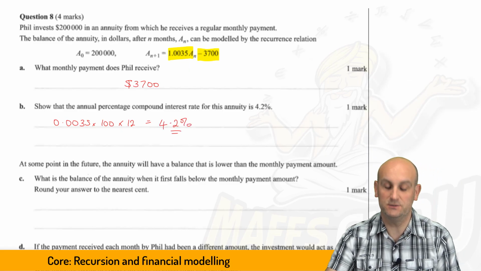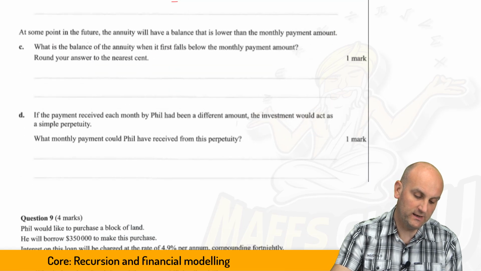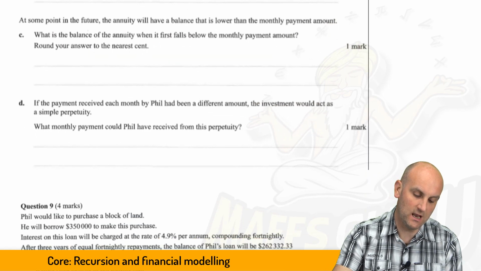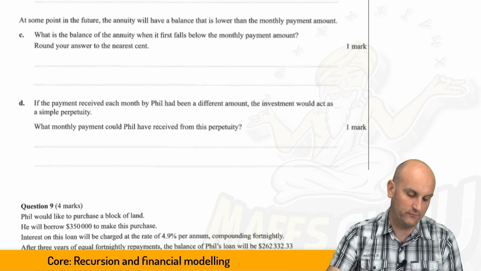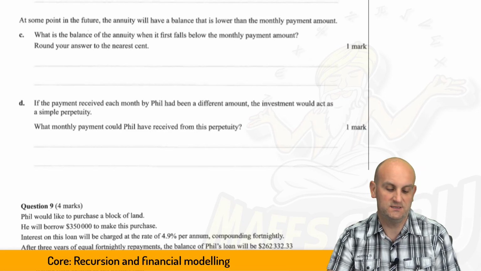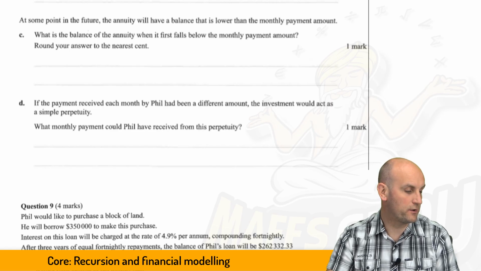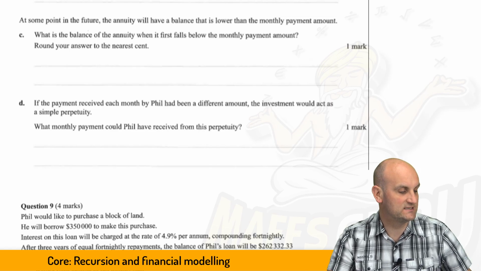Again, you'd be expected to show that working out. At some point in the future, the annuity will have a balance that is lower than the monthly payment amount. What is the balance of the annuity when it first falls below the monthly payment amount? Round your answer to the nearest cent.